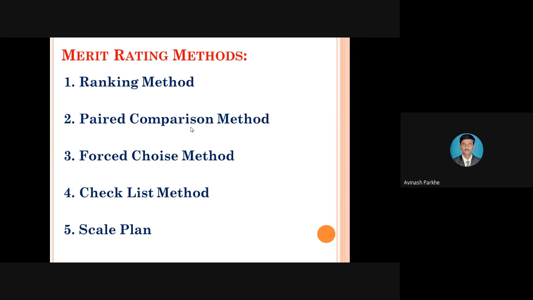Identify the correct method, whether it is related to merit rating or whether it is related to job evaluation, and we have to give the correct answer. Therefore, the 4 methods from job evaluation and the 5 methods from merit rating, we have to keep their names in mind. This is very useful for your MCQ questions.